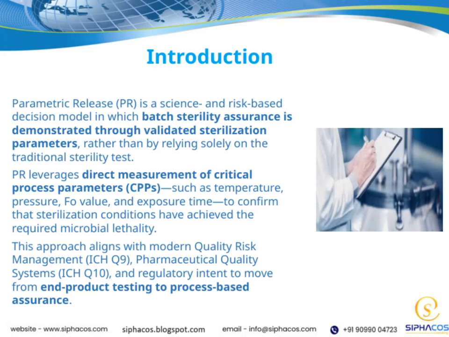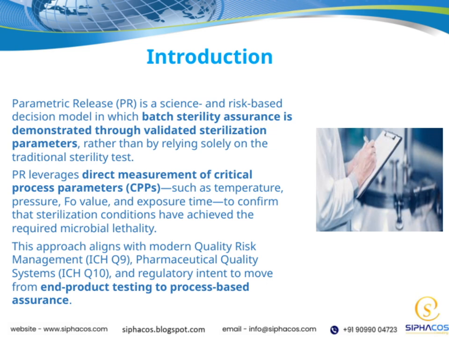Parametric release, or PR, is a science and risk-based decision model that allows us to confirm batch sterility assurance differently from traditional methods. Instead of relying solely on the standard sterility test, PR demonstrates that sterilization parameters have been properly validated and achieved the necessary microbial kill.